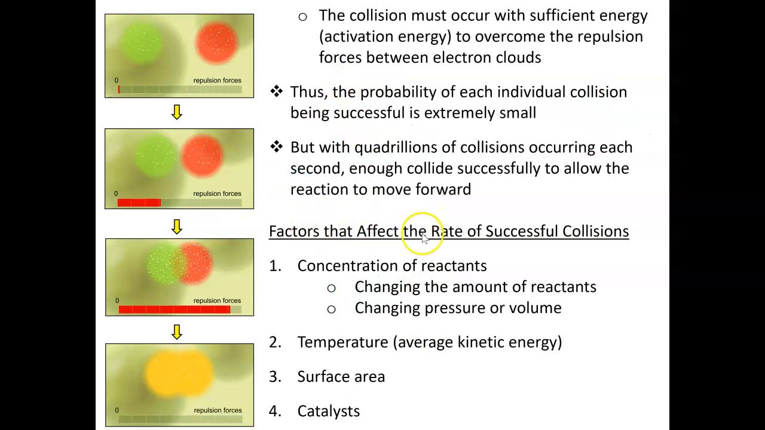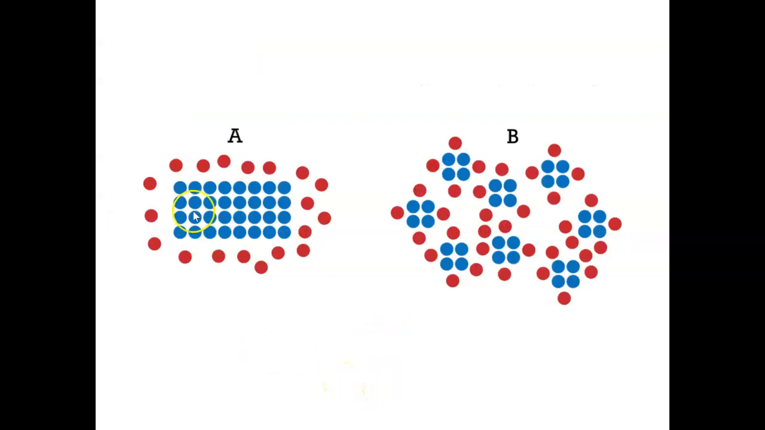Now the next factor that can affect the rate of a successful collision is surface area. By increasing surface area, we increase the number of collisions. We know that powdered sugar dissolves a lot faster than a single solid cube of sugar. So in this image over here, the red particles can only collide with the blue particles on the outside. The blue particles that are stuck on the inside cannot be collided with. The red ones can't reach them.